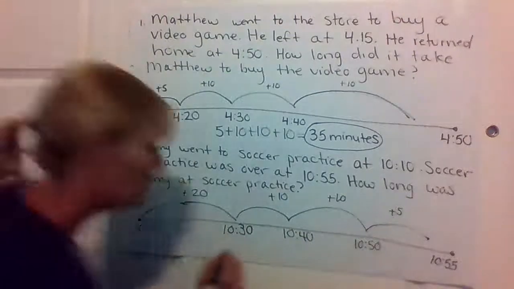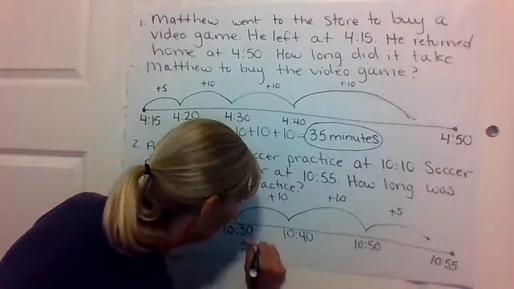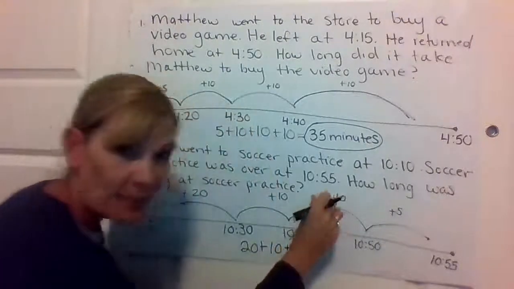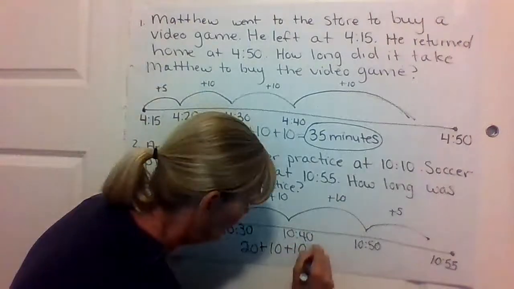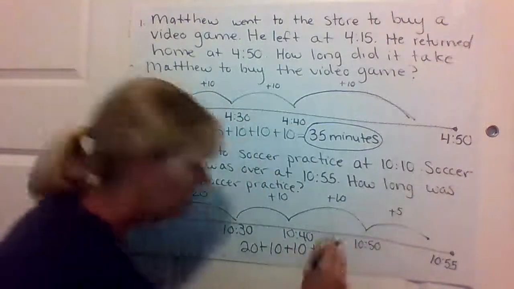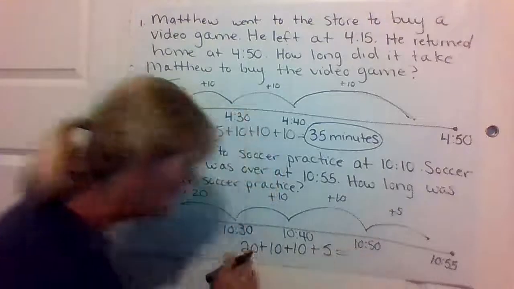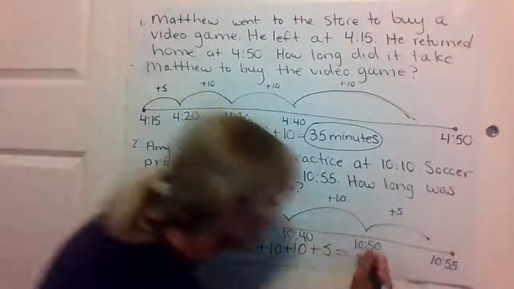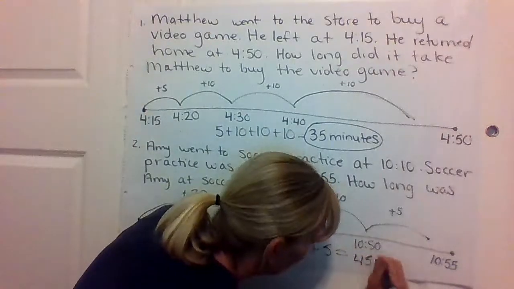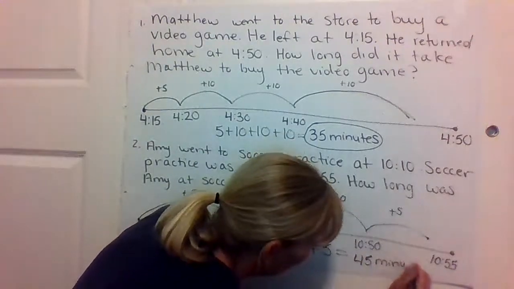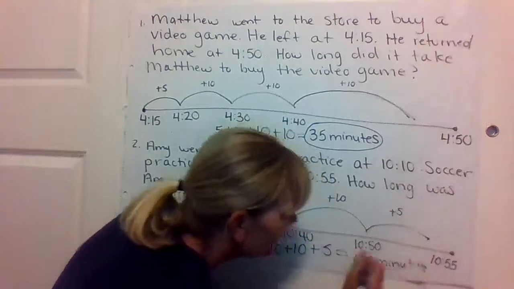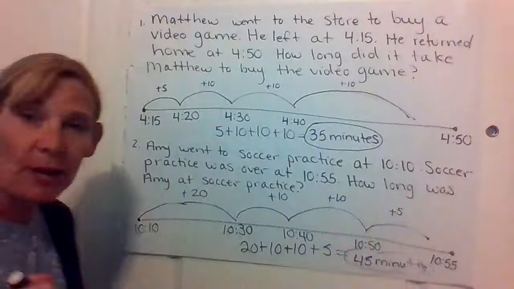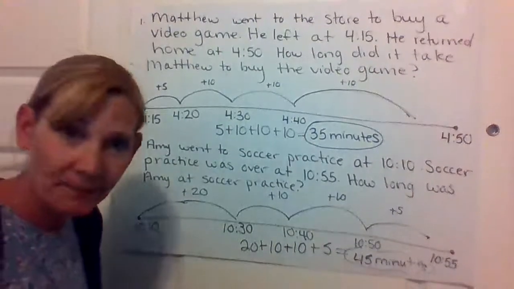So I'm going to add 20 plus 10 plus 10 plus 5. 20 plus 10 is 30, plus 10 is 40, plus 5 is 45. I know that Amy was at soccer practice for 45 minutes.